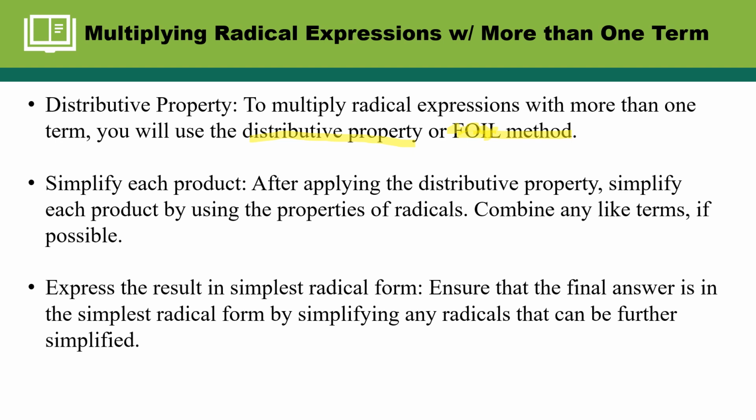So after the distributive property, we'll simplify each product by using the properties of radicals. We will combine like terms if possible. And then finally, we'll express the result in simplest radical form. Ensure that the final answer is in simplest radical form by simplifying any radicals that can be simplified.